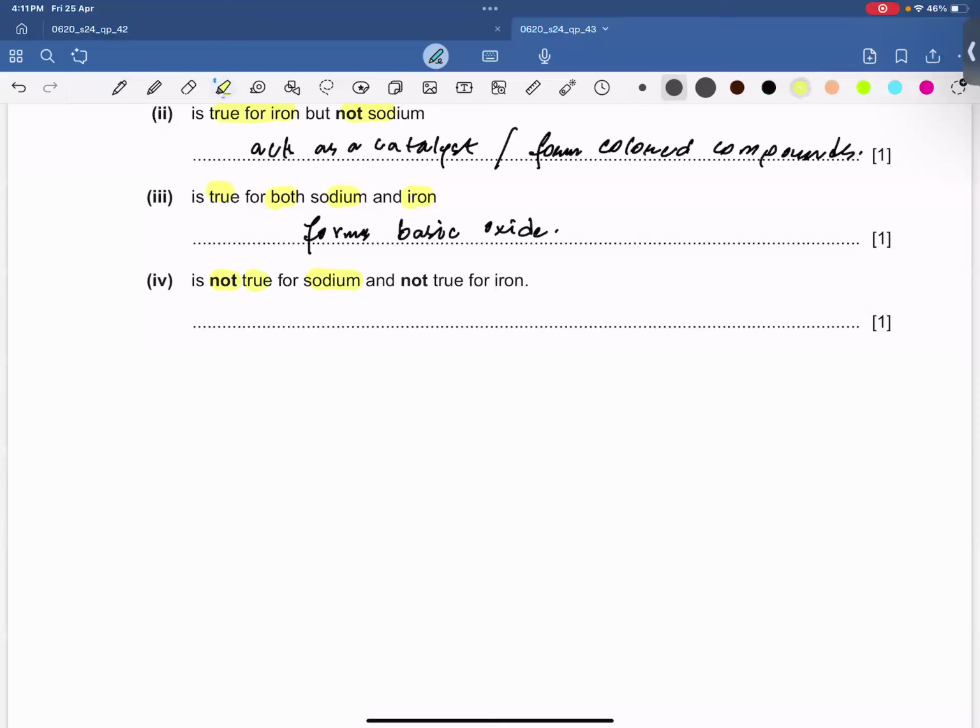Is not true for sodium and not true for iron.